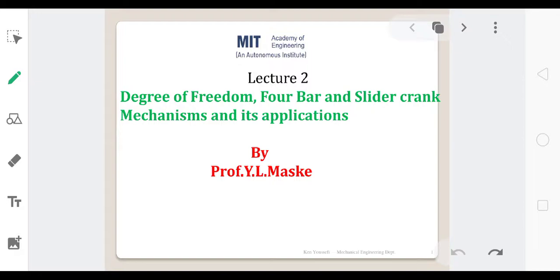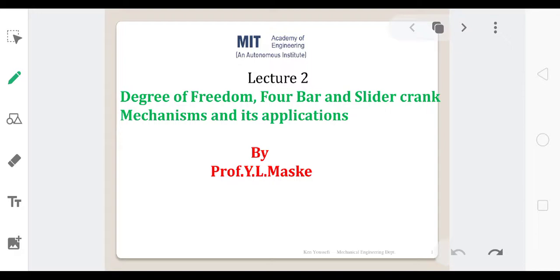So we'll discuss some of the concepts of degree of freedom, four bar mechanism, slider crank mechanism and its application in lecture 2. Before that we have to understand some of the basic and technical terms regarding the same.